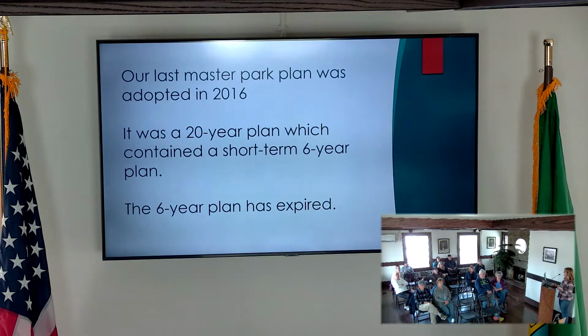Our last master park plan was adopted in 2016. I think it had a revision in 2018. It was a 20-year plan, and it contained within it a short-term 6-year plan. The 6-year plan is what has expired, so we need to revisit that and go over what our priorities are now.